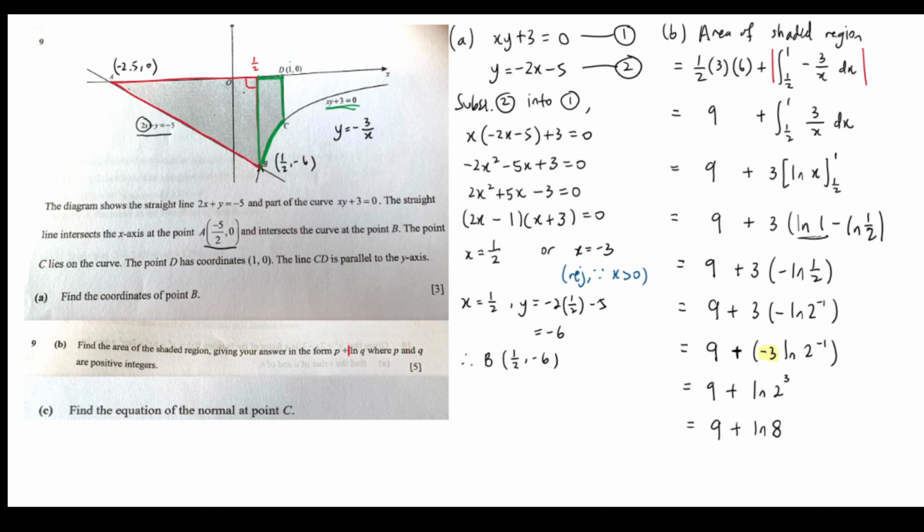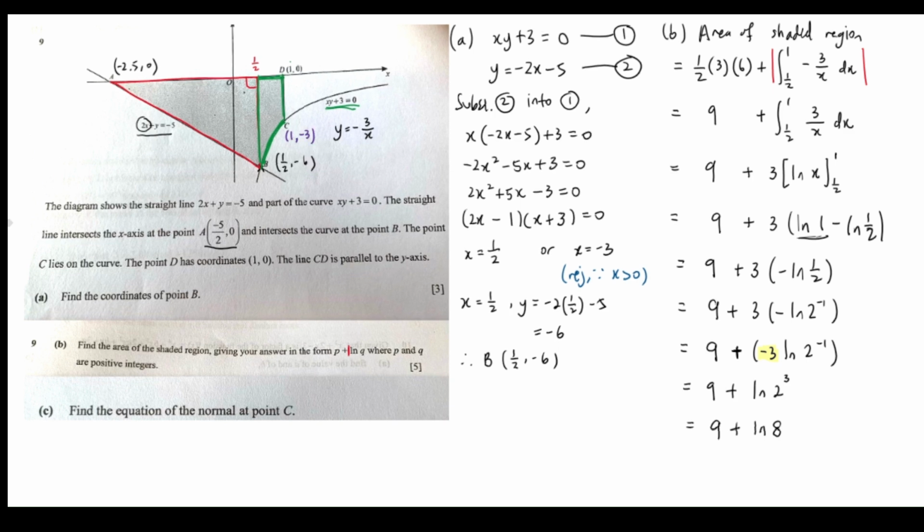That's my part B. Now let's take a look at part C. Find the equation of normal at point C. Let's zoom into point C. Now point C, I know that is directly below point D. Then I know that the x coordinate of point C will be 1, but I do not know the y coordinate. You can simply substitute x equals 1 into the curve because C is a point on the curve, to find the y coordinate. So negative 3 over 1, that will give you negative 3. So the y coordinate of C is actually negative 3.